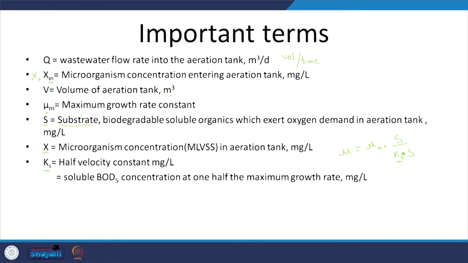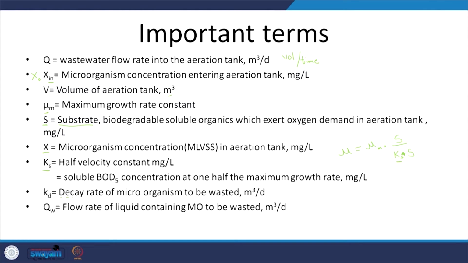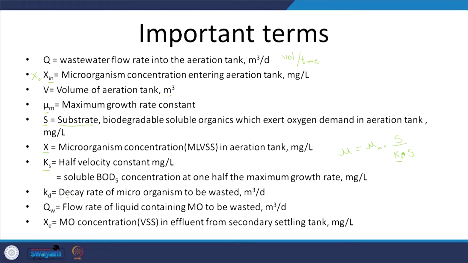We will look at this again later; it is typically going to be equal to 1/2 the maximum growth rate. Soluble BOD5 concentration, not equal to 1/2 the maximum growth rate. That is, Ks is equal to the soluble BOD5 concentration that gives half the maximum growth rate. And what else? Decay, the rate of decay, because microbes are going to decay or degrade. Wastewater flow containing the microorganisms that needs to be wasted will depend upon the mass balance. Concentration of X in the effluent from the secondary tank, and concentration of microbes in the sludge that is being wasted or recycled out here. These are the general terms.